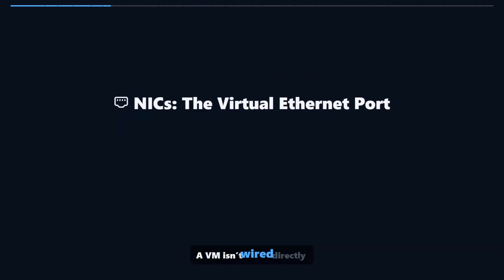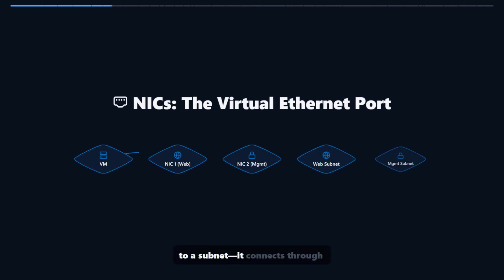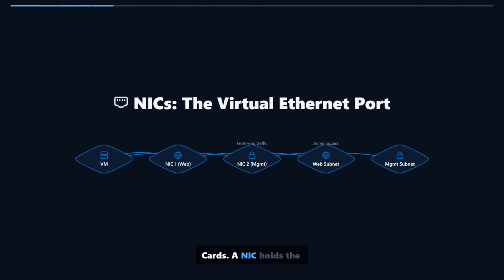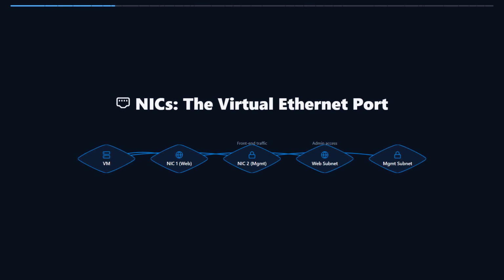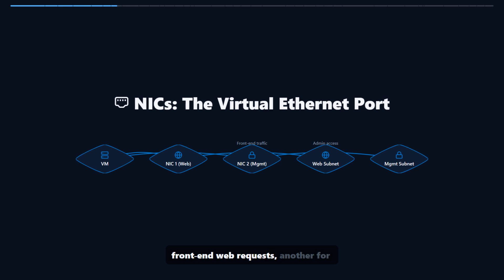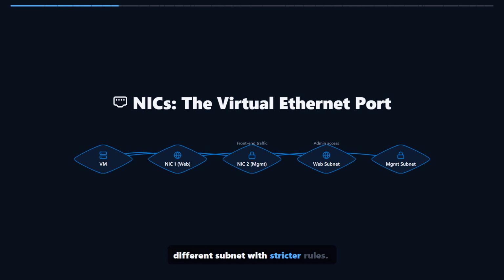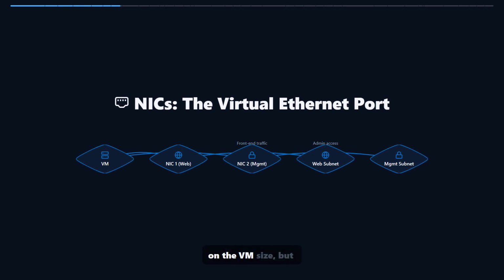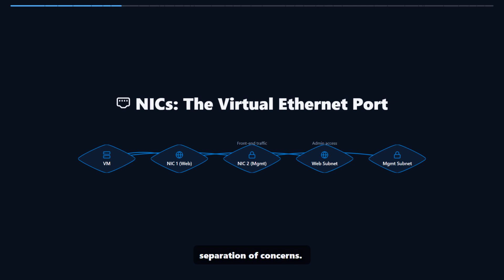A VM isn't wired directly to a subnet. It connects through one or more network interface cards. A NIC holds the IP, MAC, and security settings. You can attach multiple NICs to isolate traffic, one for front-end web requests, another for remote management, each on a different subnet with stricter rules. The number of NICs depends on the VM size, but the principle is the same: separation of concerns.